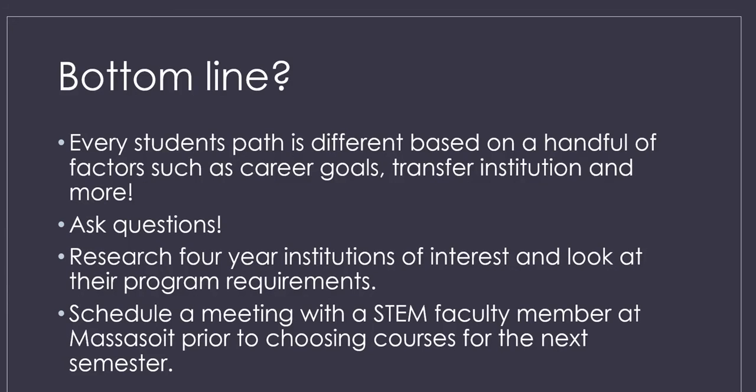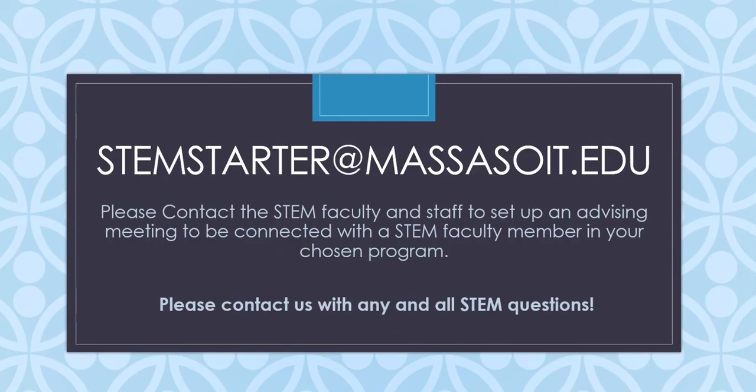So here's the bottom line. Every student's path is different based on a handful of factors such as career goals, transfer institution, etc. You need to be asking these questions. Research your four-year institution and look at their program requirements. Schedule a meeting with a STEM faculty member at Massasoit prior to choosing your courses for next semester.